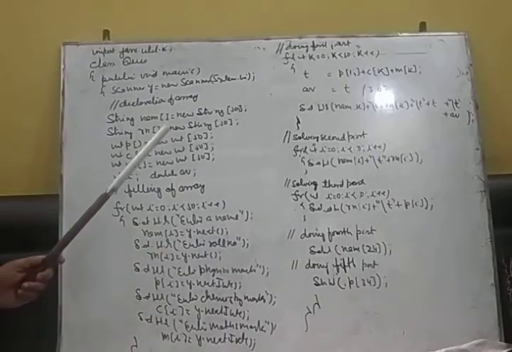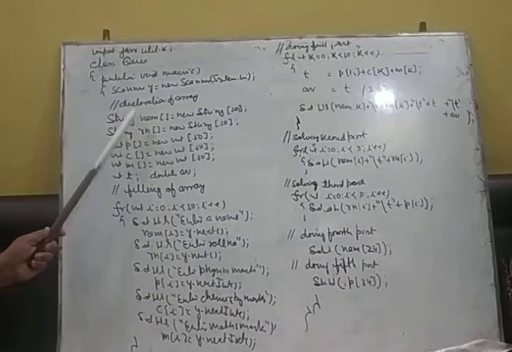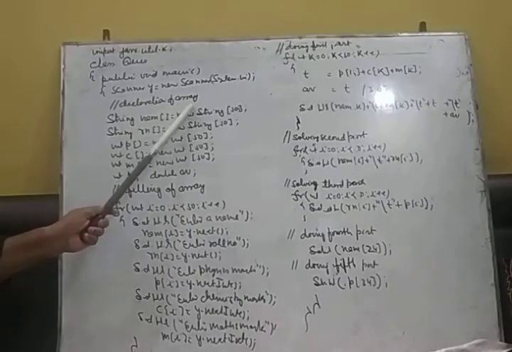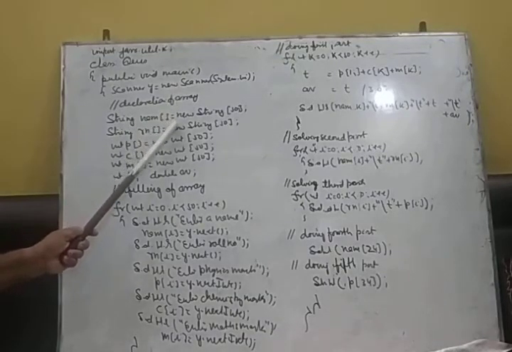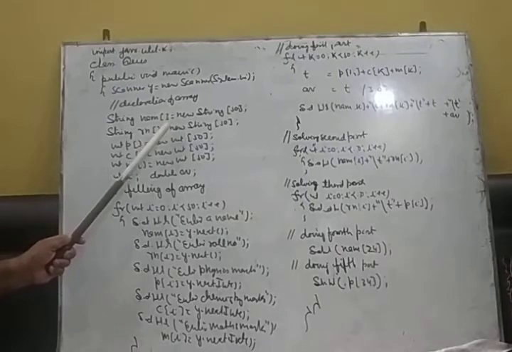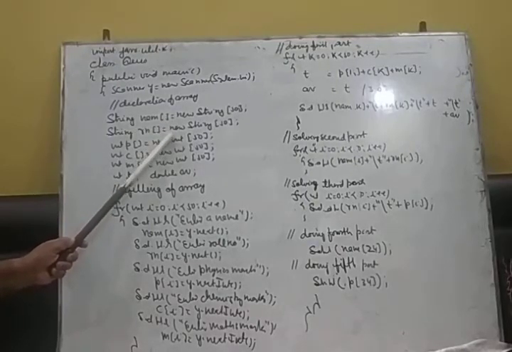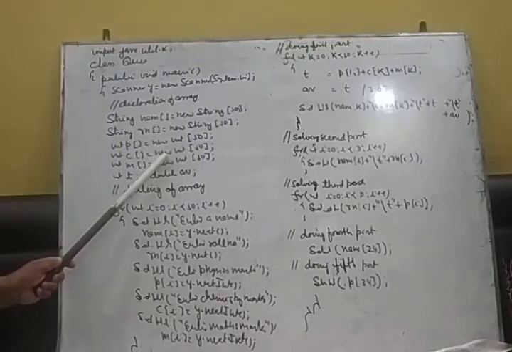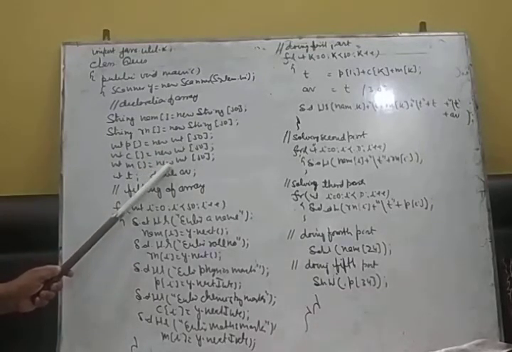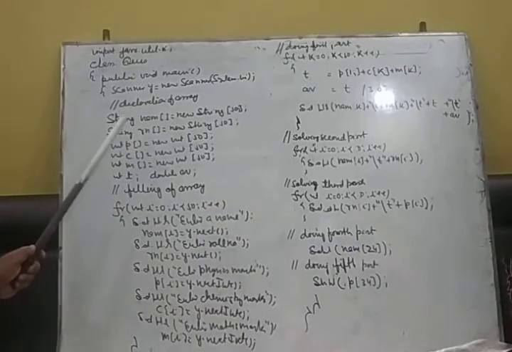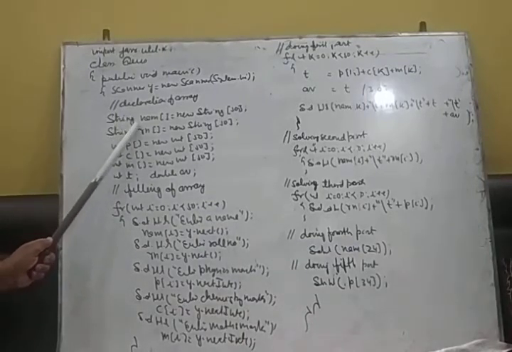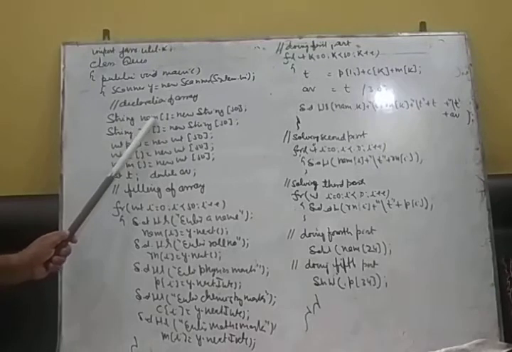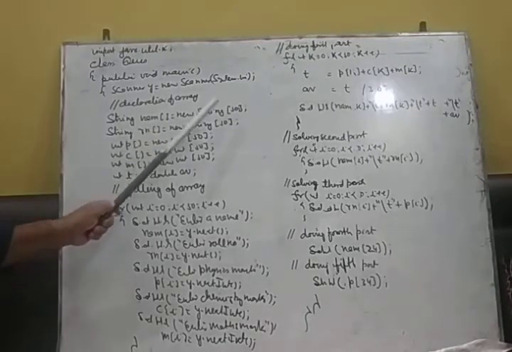Now, first of all, here I am declaring the arrays. I need 50 names to be stored. I need 50 roll numbers to be stored. I want 50 physics marks to be stored. I want 50 chemistry marks to be stored and the maths marks to be stored in a different array. So I have declared a named array NAM of 50 cells.